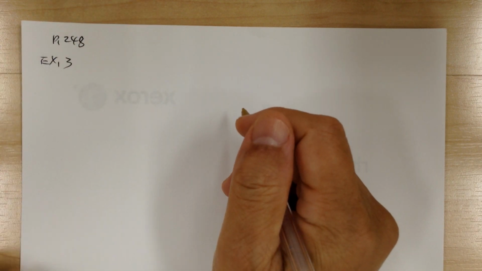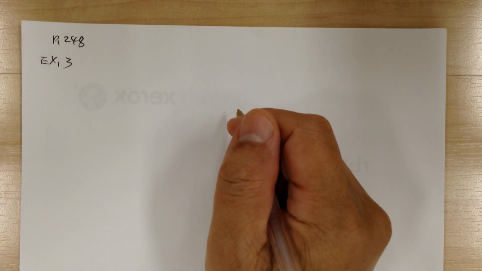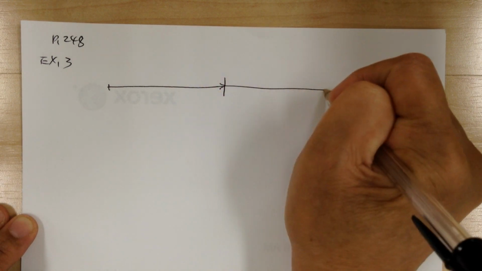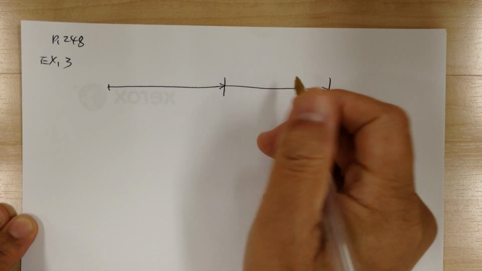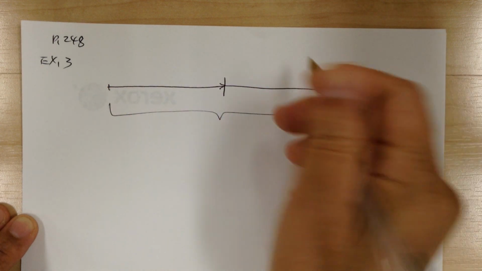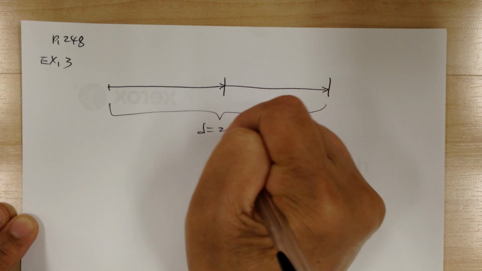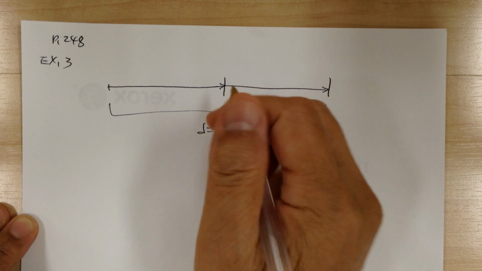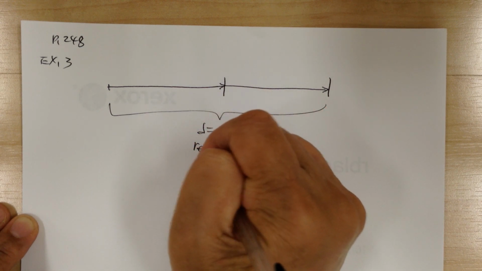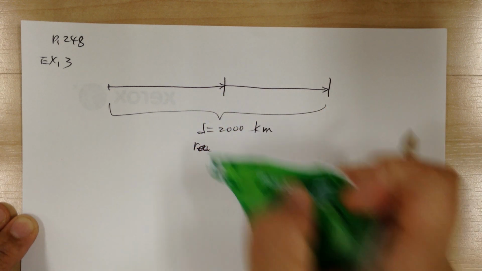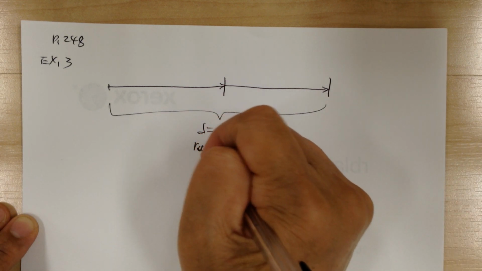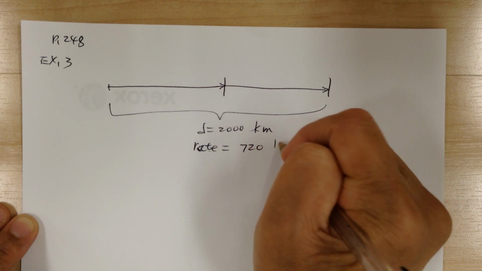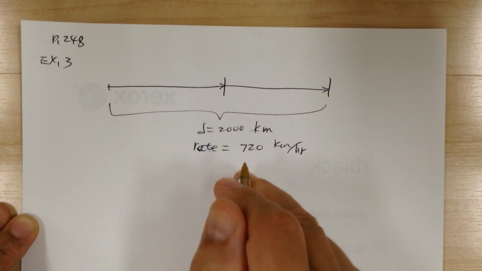Okay, example 3. So it's an airplane flying. Okay, so you break into two halves. So the entire trip is the distance equal to 2,000 kilometers. So you can read the problem and get all the information. And the speed or the rate, you want the average to be 720 kilometers per hour. So that's what you want to get.